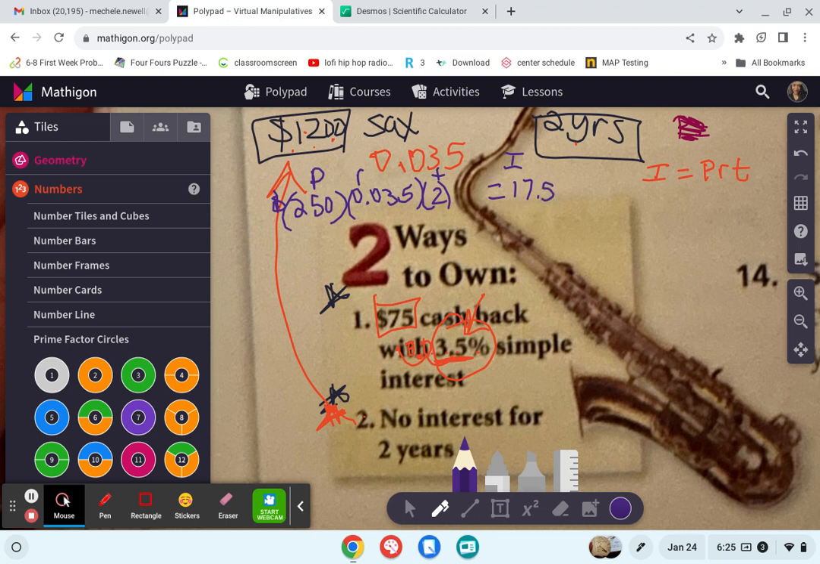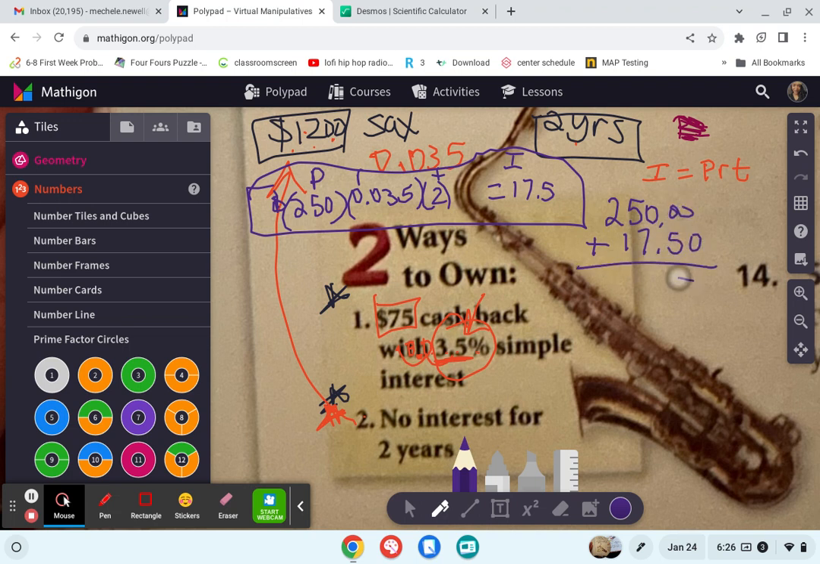So my interest is going to be $17.50. Okay. So the total amount I'm going to pay for this handbag, remember, I'm doing my problem. You're going to do your own problem, but I'm doing my problem for right now. The total amount I'm going to pay is $250 plus that $17.50. That'll be a total of $267.50.